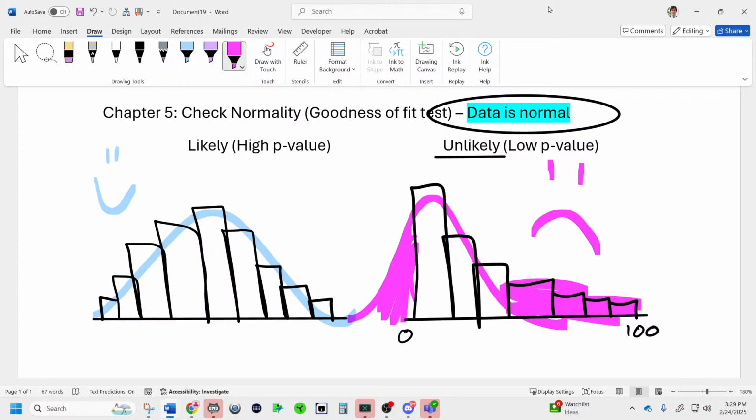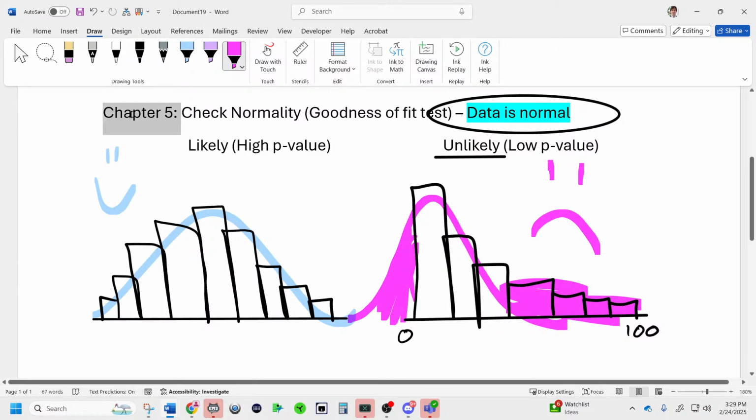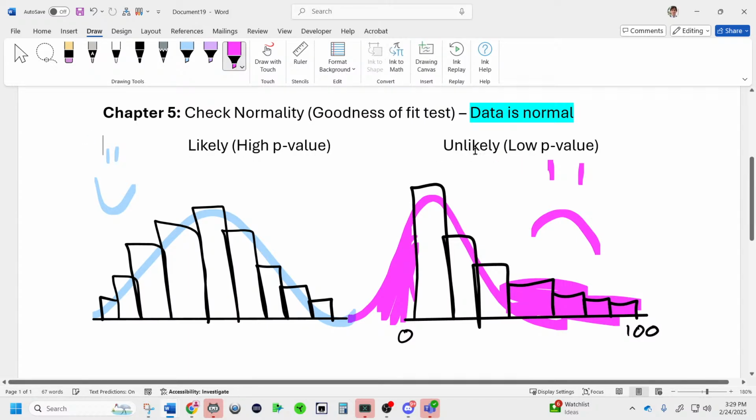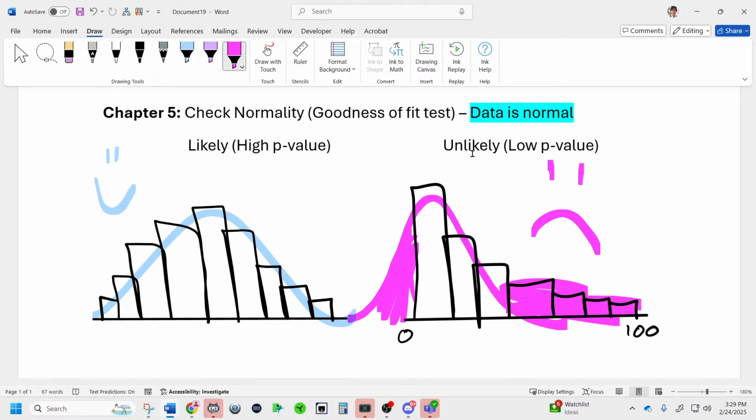This is Chapter 5, Checking Normality. And what you have here in Chapter 5, you're using the goodness of fit test. Yeah, Harrison, let me know what you're wondering about. This is how we check it. Oh, I could try to draw that next, Harris. You got it. Harrison, excuse me. This is how we check normality with the goodness of fit test.